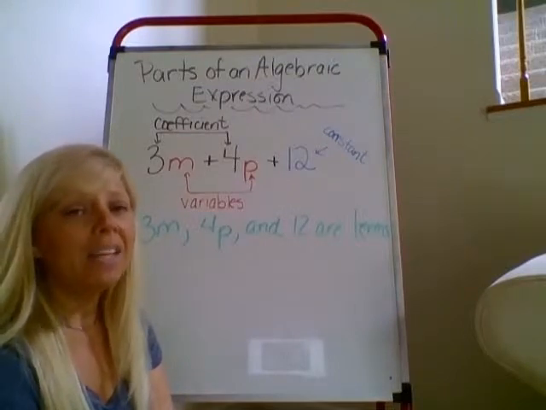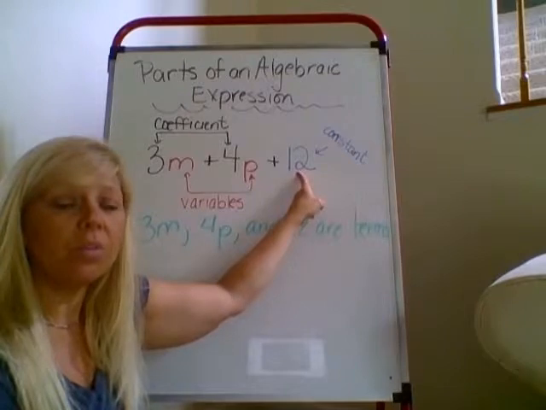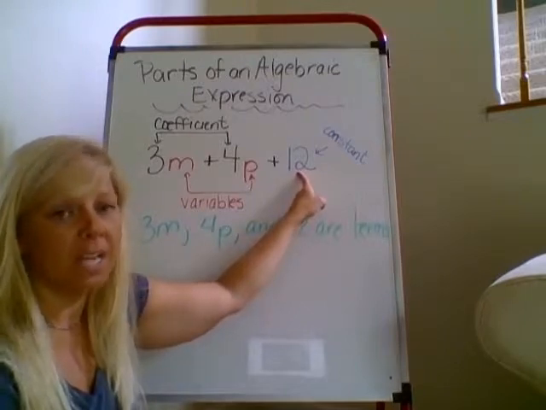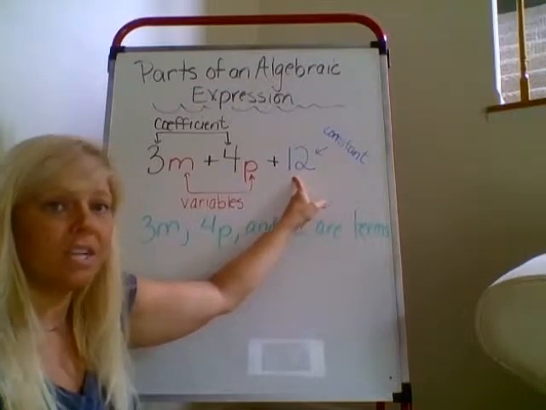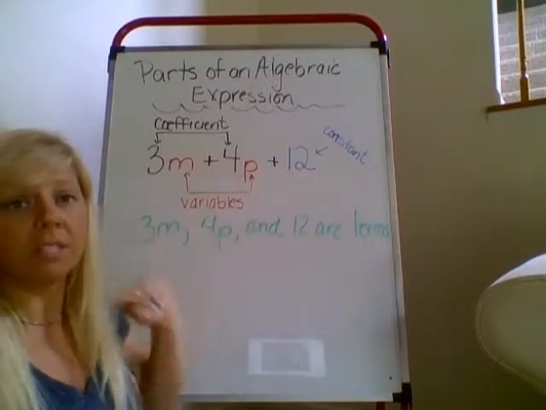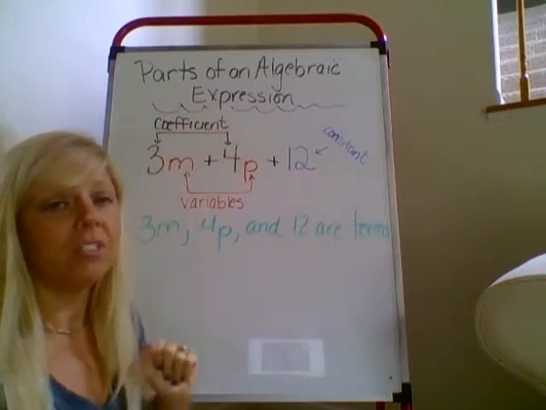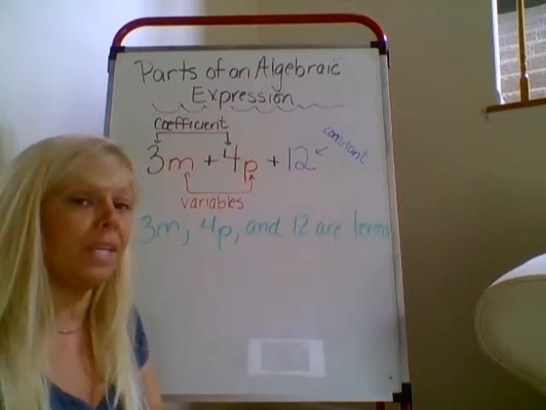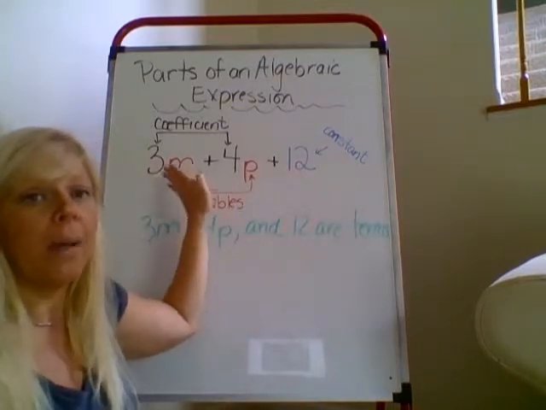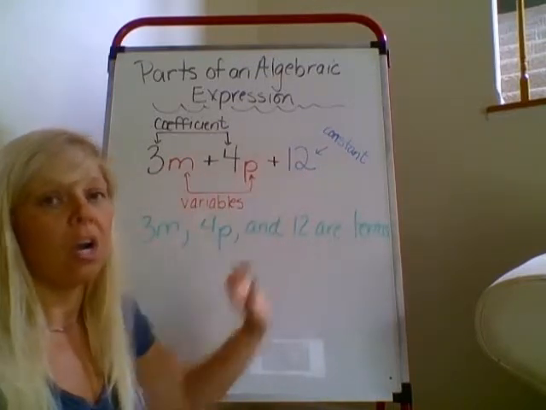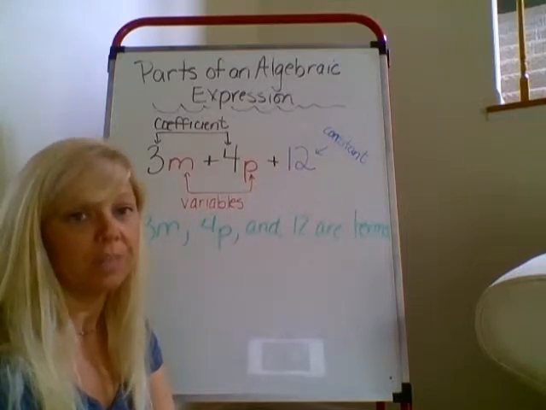All right, and then the last part is the constant. This is just a regular old number that does not have a variable attached to it. So this is what we call the constant. So variables is in red, the 3 and the 4 are black. Those are my coefficients. So how many m's and how many p's do I have? And 12 is a constant. So no matter what m and p are, we will always add 12 at the end of this expression.